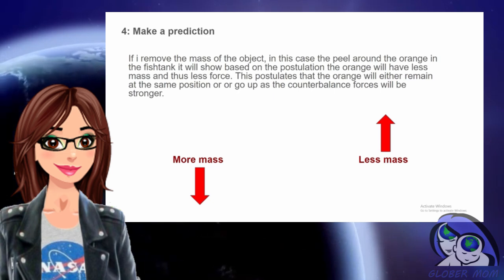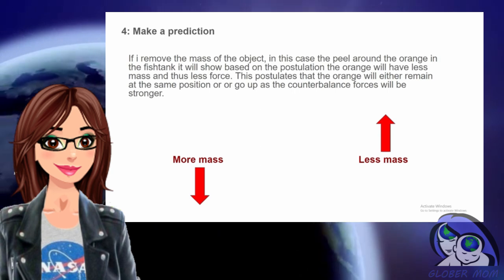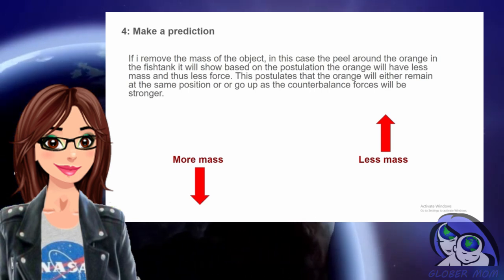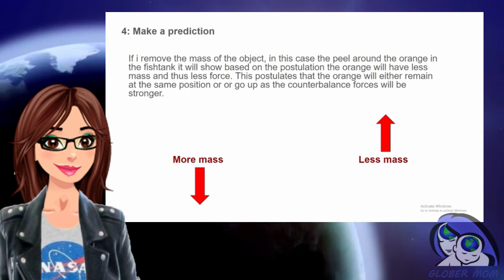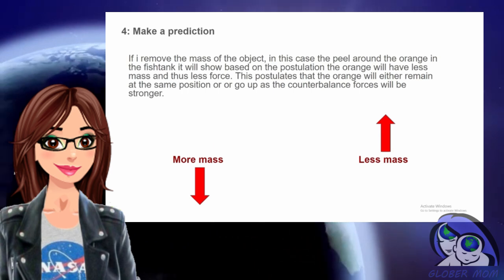Number 4, make a prediction. If I remove the mass of the object, in this case the peel around the orange, in the fish tank, it will show, based upon the postulation, the orange will have less mass and thus have less attractive force. This postulates that the orange will either remain at the same position or it will go up as the counterbalance forces will be stronger. More mass means down to larger mass. Less mass, same or goes up away from the large mass due to buoyant forces.